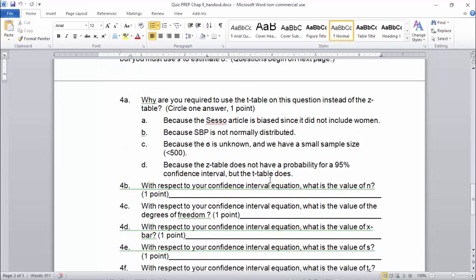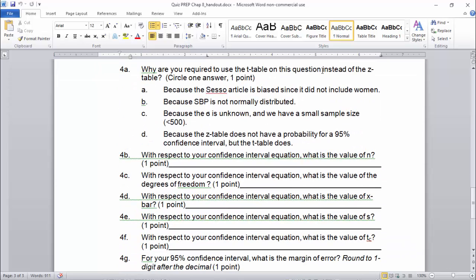So we'll learn what that penalty looks like, okay? So question 4A is, why are you required to use the T table on this question instead of the Z table? So let's go through the possible answers.